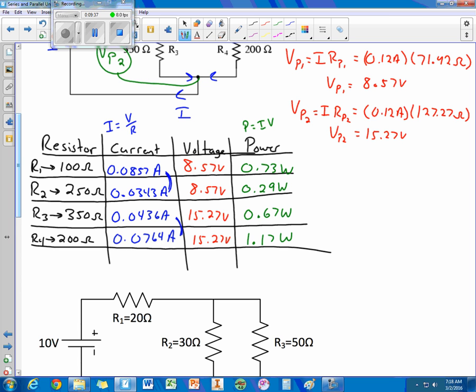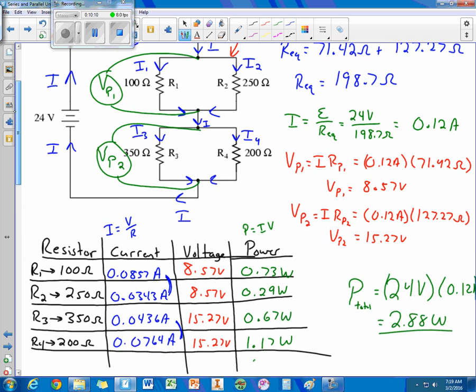So that's basically it. I can do some checks. For example, the total power this circuit uses would be 24 volts times 0.12 amps, which gives me 2.88 watts. And then if I go through and add all these together, I get something very, very close to 2.88 watts. So everything seems to work out fine. So that's the first circuit.